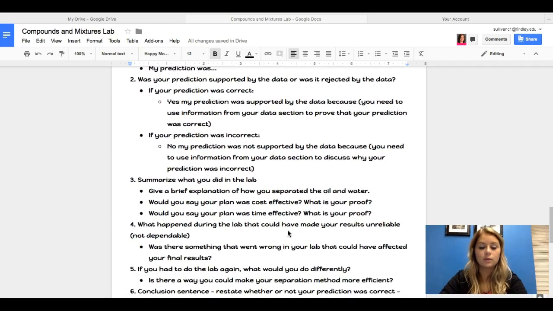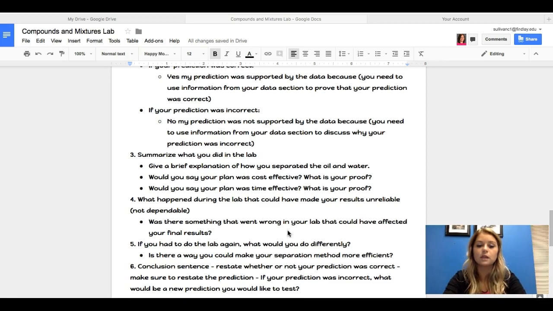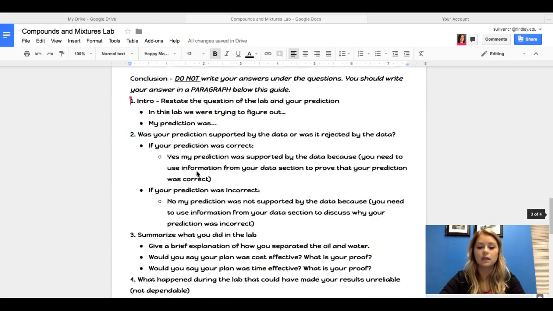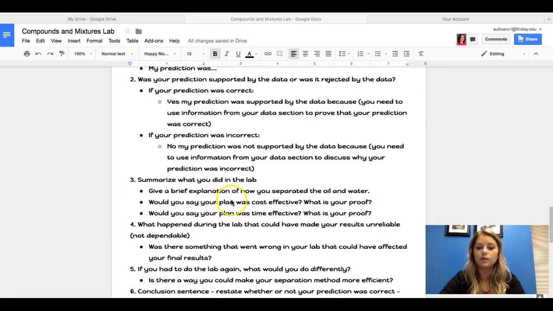And then the next thing that we need to add is that you need to summarize what you did in the lab. You're going to give a brief explanation of how you separated the oil and water. If you are confused on where that is or what that actually means, this is when you're going to go back up to your procedures section. You should have your list of procedures, and you're just going to give a brief explanation of those steps that you took on how you planned on separating the oil from the water.